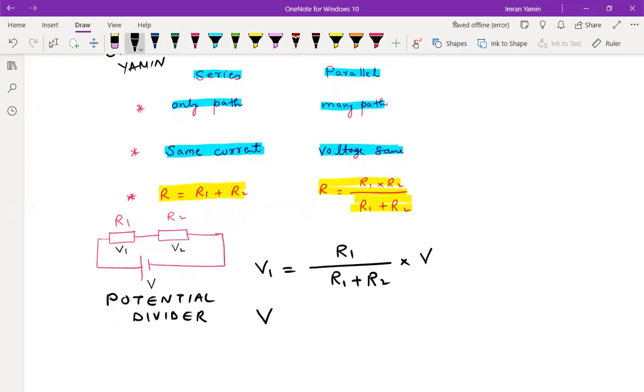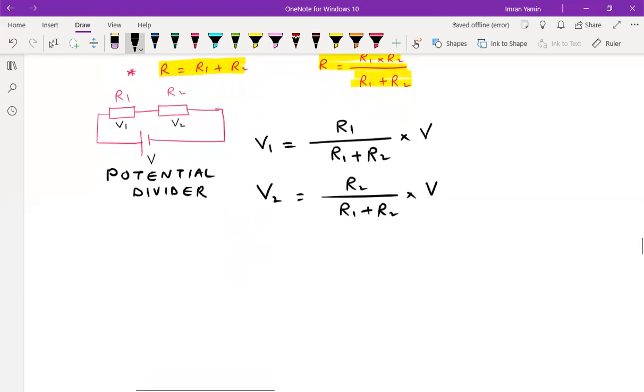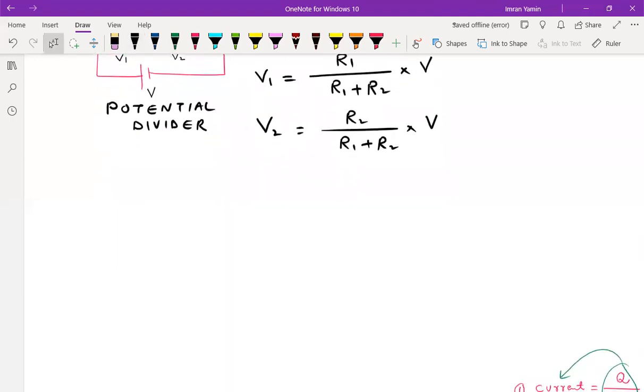In the same way, we can calculate V2 by this formula, where V is the total EMF of the circuit. So it is the formula of the potential divider. In parallel combination, current is divided, and it is also known as a current divider. But usually in O levels, this formula of current divider is not taught. And now we are going to study energy calculation.